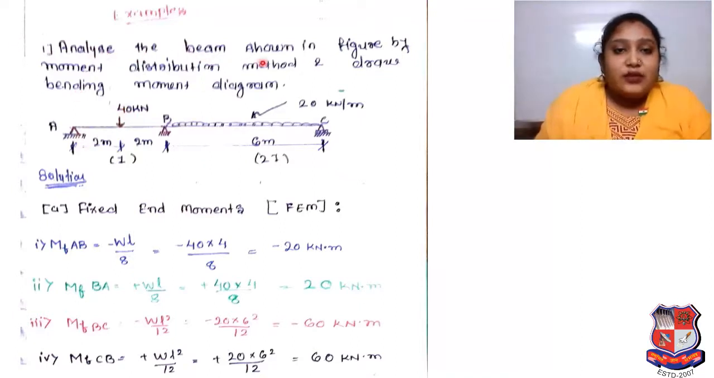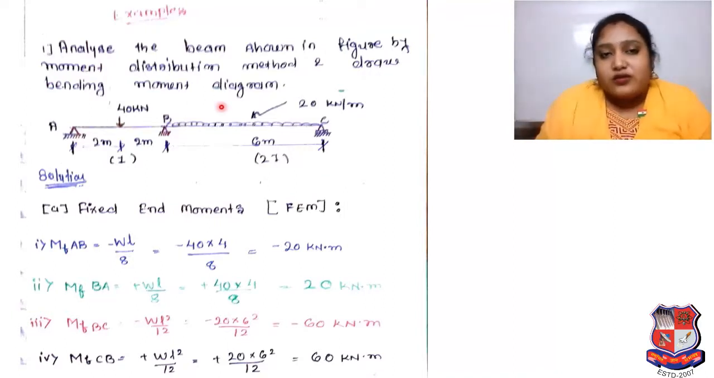Analyze the beam shown in figure, which means the figure is already given. Moment distribution method means for that we have to use the moment distribution method. Draw bending moment diagram means, by using that method, finally whatever calculations there are, based on that we have to draw the bending moment diagram. So for that we need moments also. First we will see the beam.